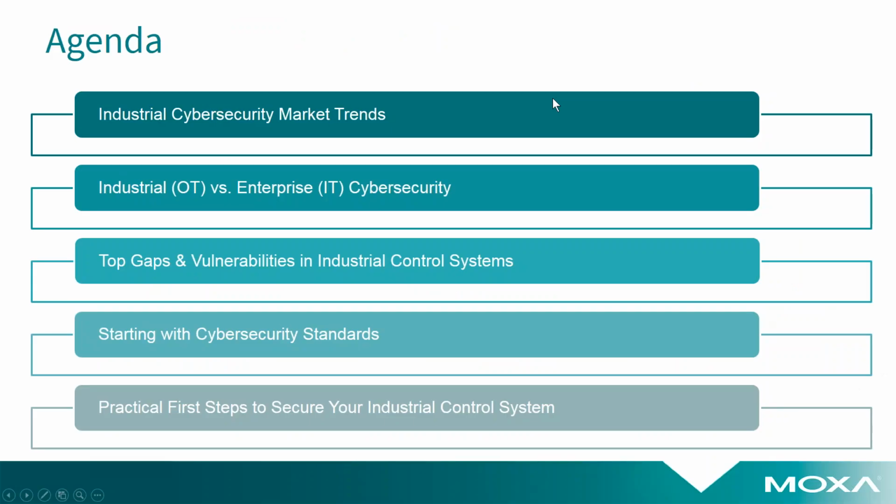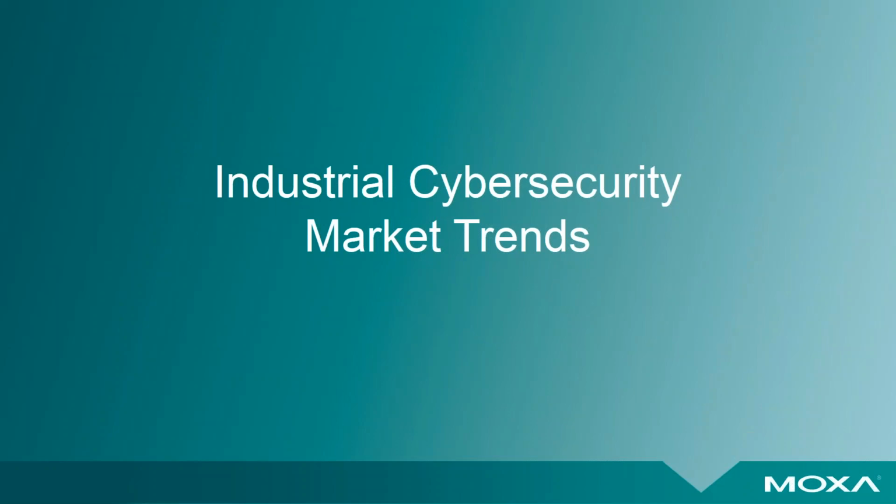Great, thanks, Richard. So here's our agenda for today. We're going to start with some industrial cybersecurity market trends, just kind of catch up on what's happening in the market. Then we'll move into a little discussion about some of the differences that we see between how you would deploy security from an OT perspective versus an IT perspective. We'll talk about some of the top gaps and vulnerabilities in industrial control systems. We'll introduce some of the common standards we see a lot of our customers deploying, and then talk about some practical first steps to secure your industrial control system. So with that, let's just jump right into some of the industrial cybersecurity trends.